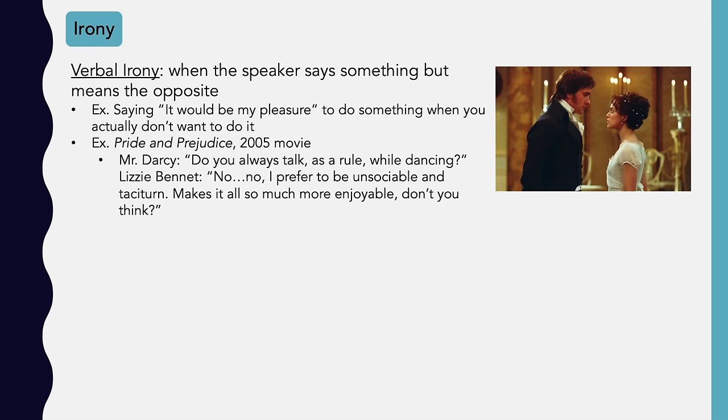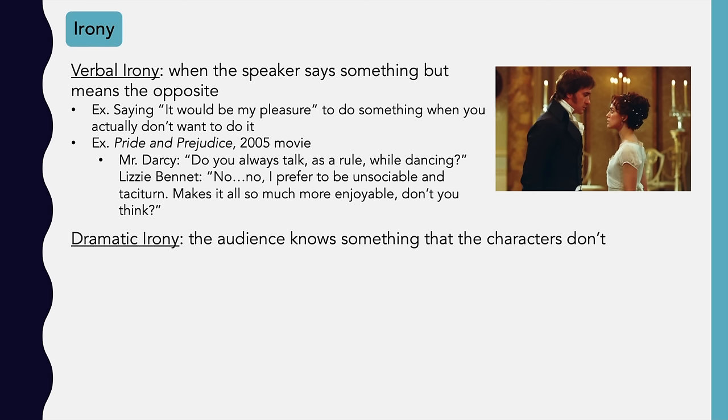You can see here that she has a sarcastic tone, and it really comes across in the movie. This is an example of verbal irony, because she means the opposite of what she's saying. She doesn't actually like to be unsociable and taciturn, but she's poking fun at Mr. Darcy because she knows that he is actually that way.